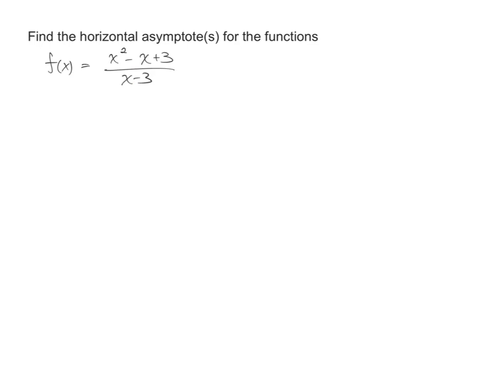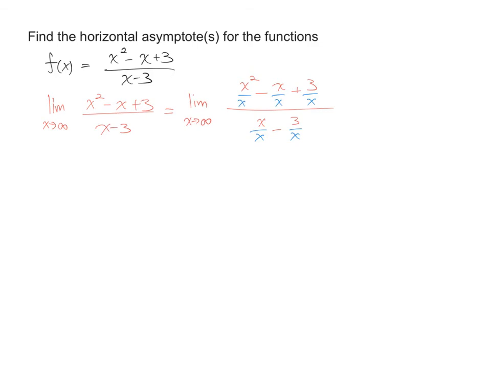In this last example, thank goodness there's nothing crazy about this. This is just a rational function. Still want to check both limits just to make sure nothing crazy is going on. So we want the limit as x goes to infinity of x squared minus x plus 3 all over x minus 3. So again, we're going to use this technique where we divide everything by the highest power of x in the denominator to get something like this.